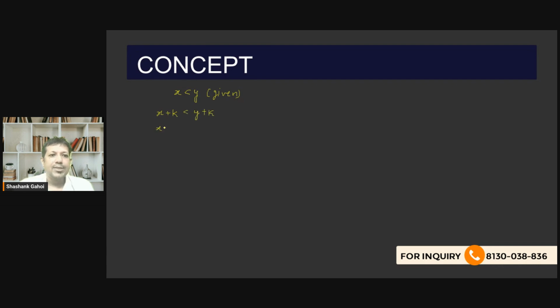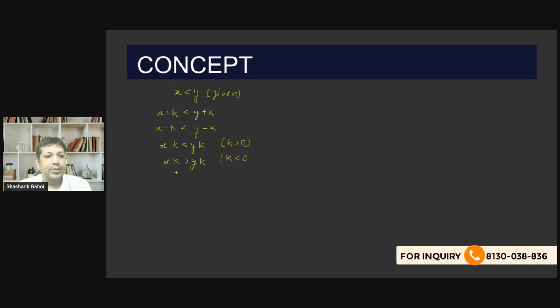Second, x minus k is less than y minus k. K is any number. It can be positive, it can be negative, it can be a fraction, it can be irrational. It's perfectly fine. Now, xk should be less than yk, but this comes with a condition that k should be positive. If k is not positive, for example k is negative, then the inequality reverses. So xk is going to be greater than yk if k is less than 0.